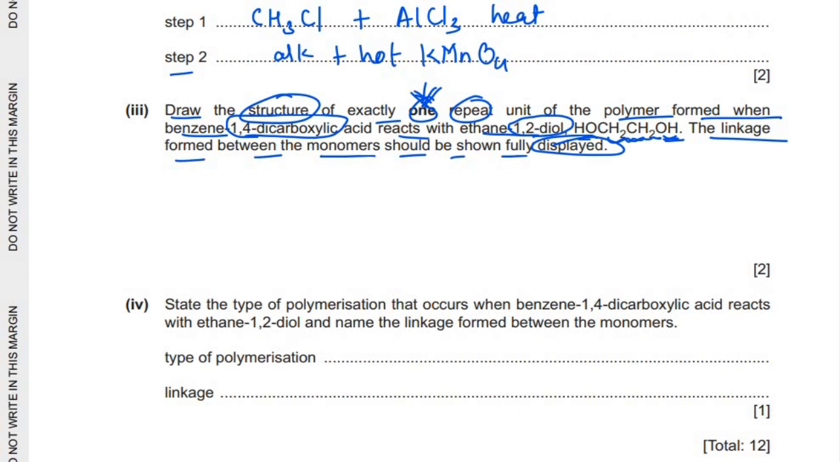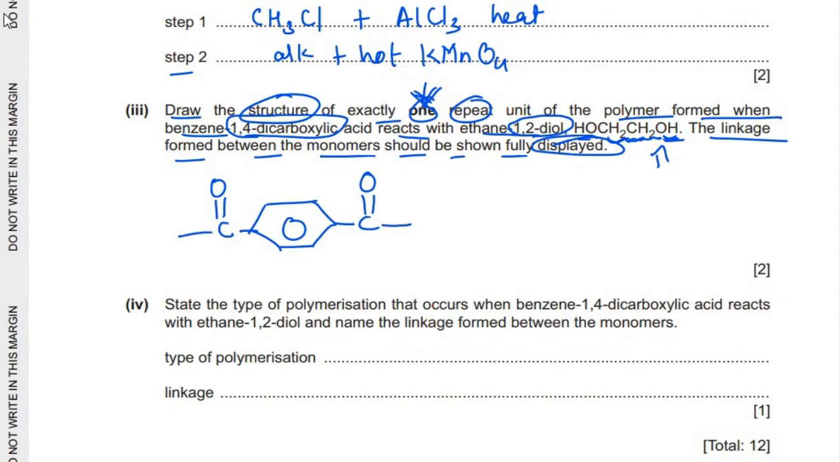So if we have a dicarboxylic acid, we have carboxylic acid on both sides of the benzene, and the OH group is then replaced, or you can say that it is reacting with the OH of the ethane 1,2-diol, and that forms water. So now let's draw the benzene 1,4-dicarboxylic acid. So here we go with the benzene 1,4-dicarboxylic acid, and I'm drawing the fully displayed form of the carboxylic part.